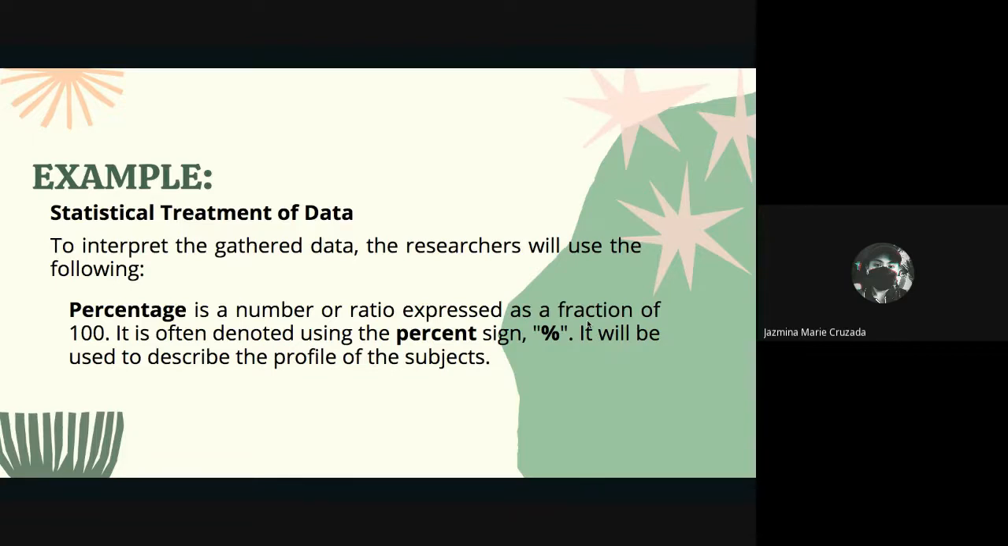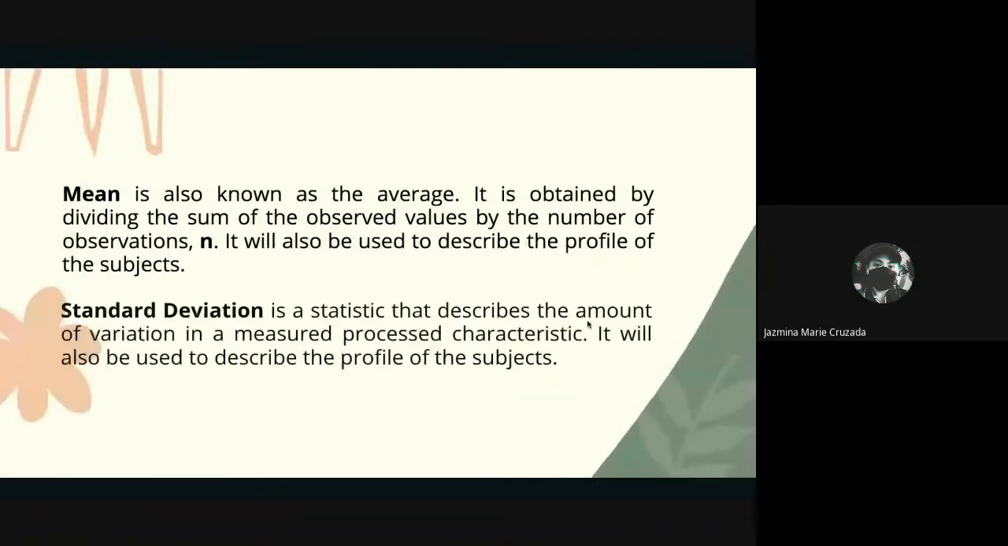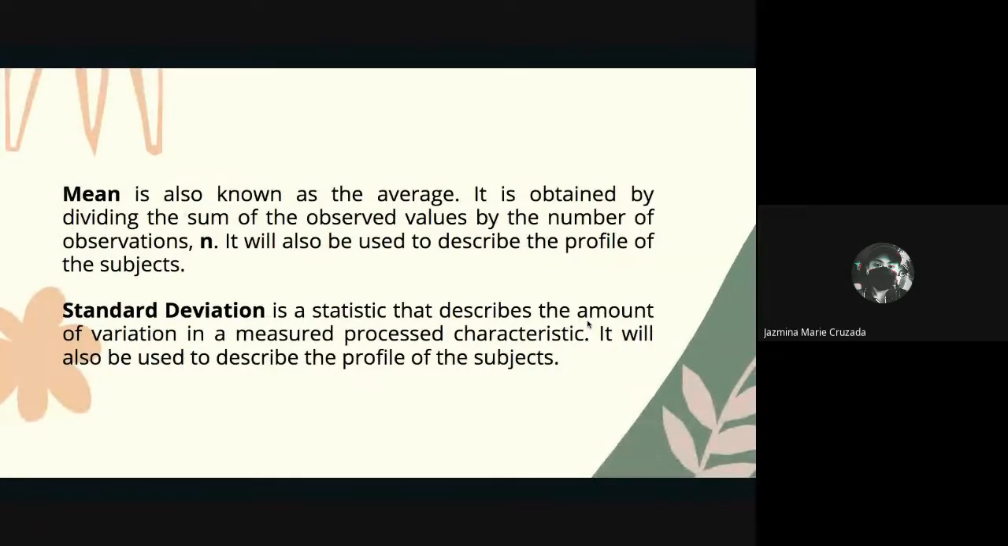Second, mean is also known as the average. It is obtained by dividing the sum of the observed values by the number of observations, or the n, because we are using a sample. It will also be used to describe the profile of the subjects. Third is the standard deviation, a statistic that describes the amount of variation in a measured process characteristic. It will also be used to describe the profile of these subjects. So, the last two.